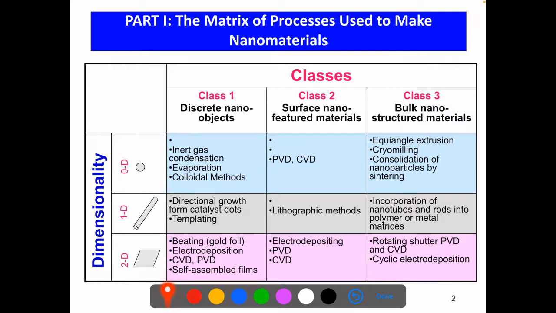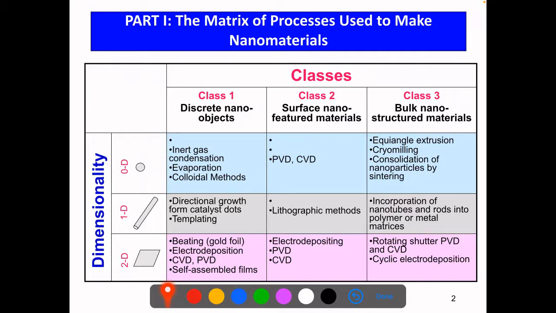So if you want to make, for example, zero-dimensional nanomaterials, and if you want to create some surface features on a zero-dimensional material, you can go ahead and use the techniques called PVD and CVD to create these nanomaterials. This is physical vapor deposition and chemical vapor deposition techniques.